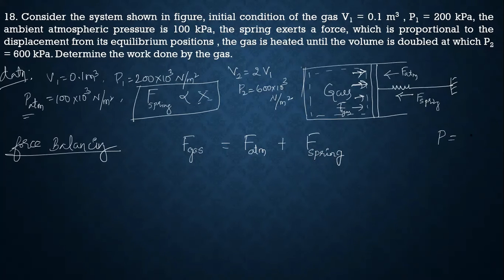Now we know pressure is force per unit area, Newton per meter square. Therefore, F can be written as P into A. Similarly, this atmospheric pressure is acting on the piston. Therefore, P atmospheric into the same cross-sectional area of the piston. Here also the same cross-sectional area. The pressure exerted by the gas is equal to the atmospheric pressure, and it is acting on the same cross-sectional area of the piston.